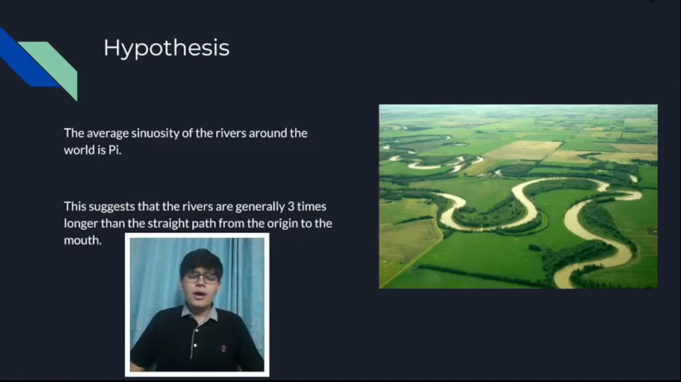So a study done by Hans-Henrik Stølum in the 1990s showed that the average sinuosity of the river is pi. And this kind of makes sense because if you see when the river curves, it makes a turn of 180 degrees. And when you divide the curve by its radius, then you will get the number pi in radians. So the hypothesis was that pi should be the average sinuosity of the rivers around the world.